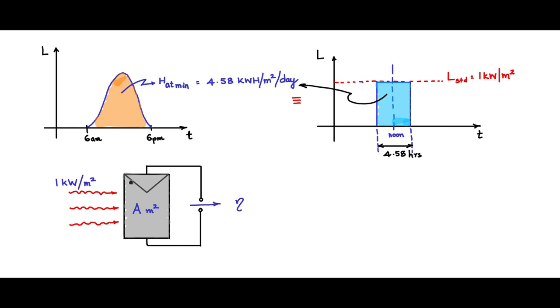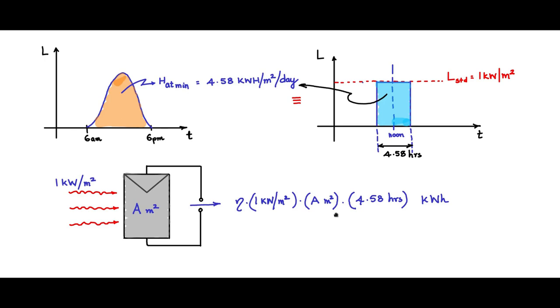efficiency of this panel into 1 kilowatt per meter square insolation into A meter square panel area into this many hours, 4.58 hours, will give you the kilowatt hours out of the panel per day. Every day you will get this much amount of energy out of the panel.